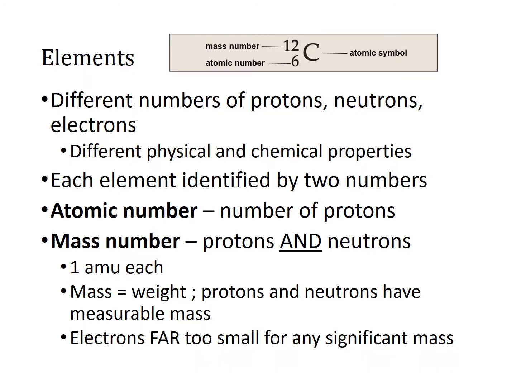When we look at the elements, each element is defined by a descriptive letter or atomic symbol, like you're looking at carbon here. Then you can see the atomic number, which is the number of protons, and then the mass number, which is protons and neutrons.